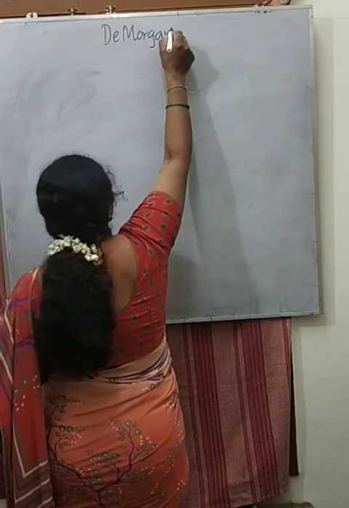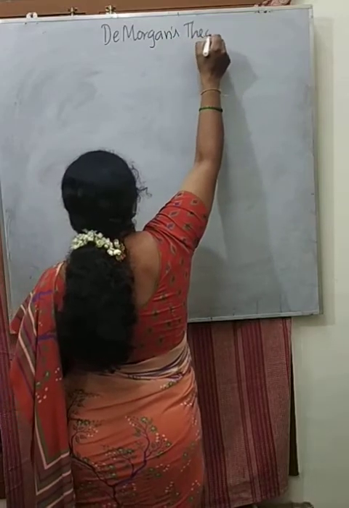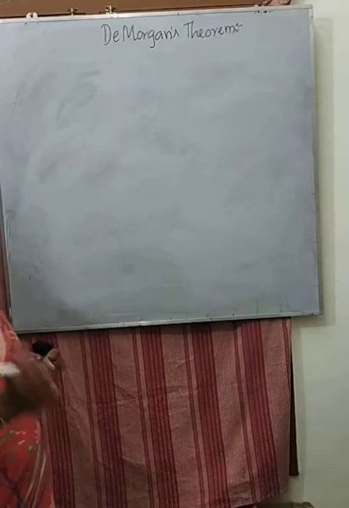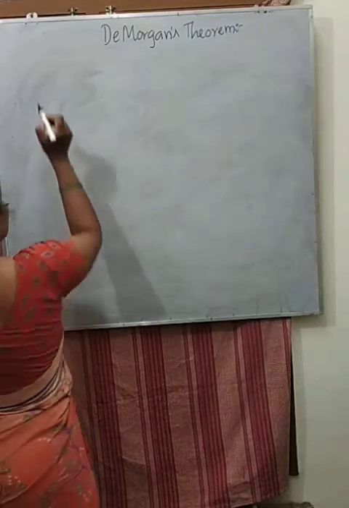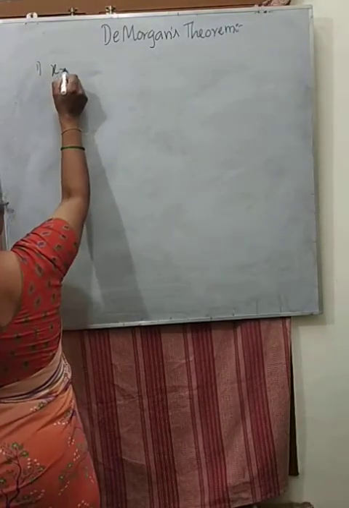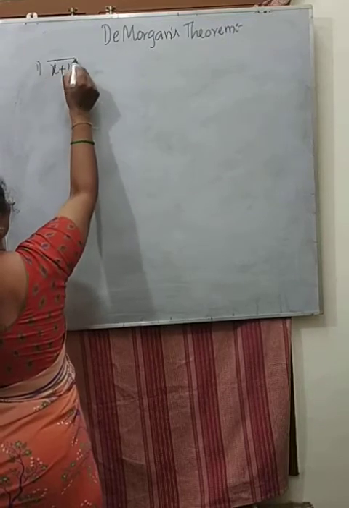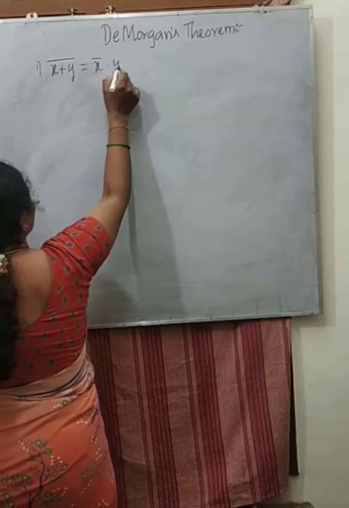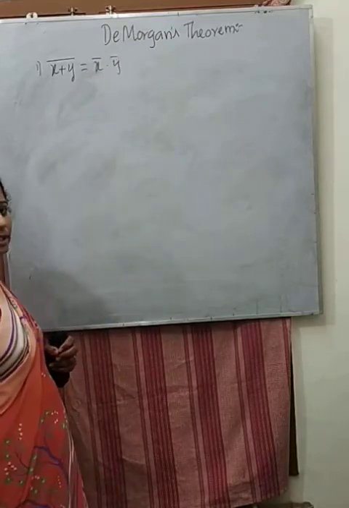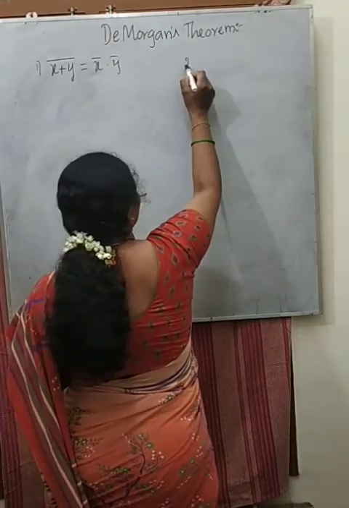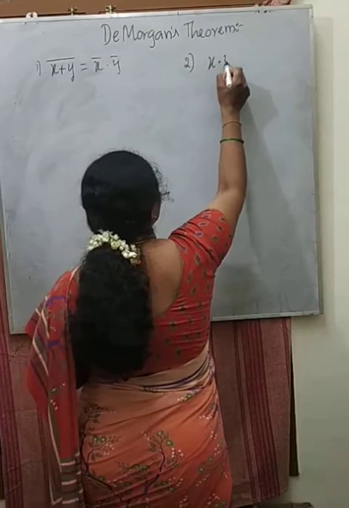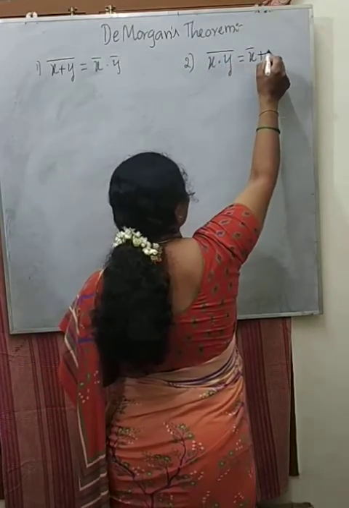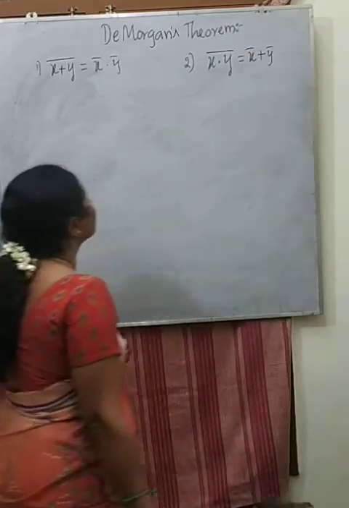De Morgan's theorem. There are 2 De Morgan's theorems here. The first one is (x plus y) whole bar equal to x complement into y complement. This is the first theorem. Second theorem: (x into y) whole complement equal to x complement plus y complement.